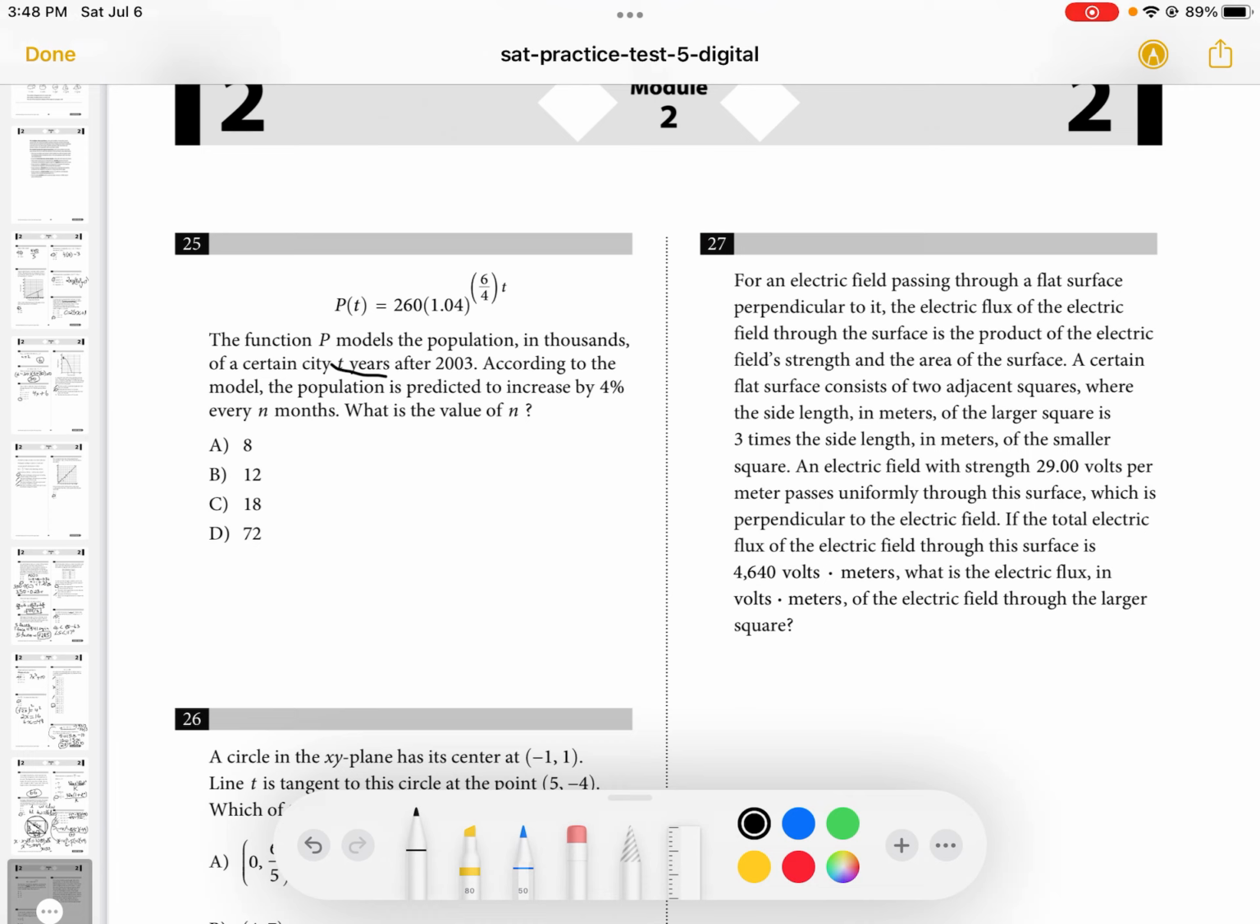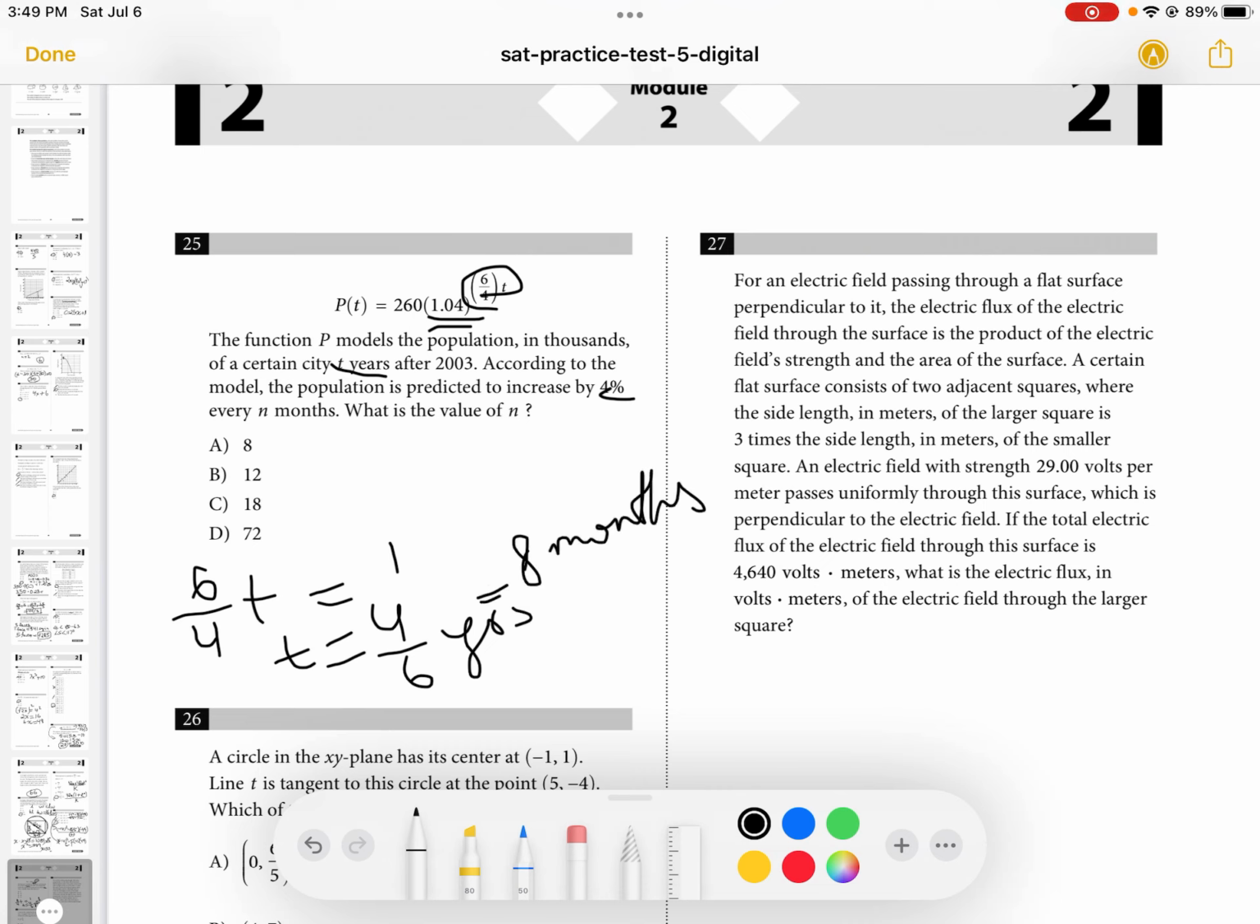Okay, so t is modeled in years right now. And we want the exponent here to be 1 because it's increasing by 4%, and that's the margin of growth within the b value. So 6/4 t is equal to 1. So t is equal to 4 over 6 years, which is equal to 8 months. And that's our answer.